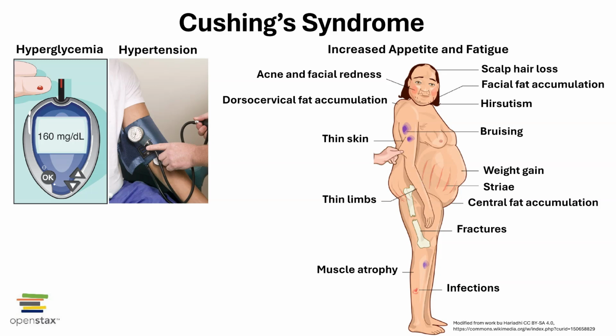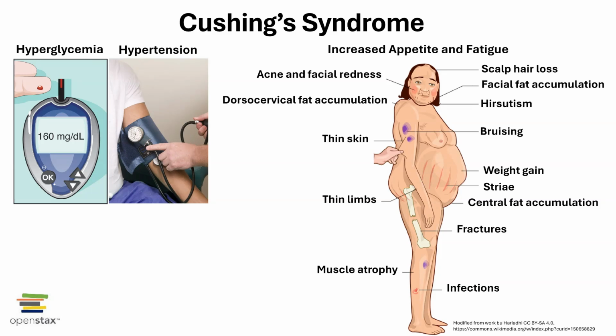Fat accumulation occurs along the central axis of the body, often concentrated in abdominal, dorsocervical, and facial regions. Meanwhile, the limbs become disproportionately thin and muscles atrophy. Hair loss often occurs on the scalp. In females, there may be increased hair growth on other regions of the body, including the face, a condition known as hirsutism. Skin becomes thin, bruises easily, and may form red or purple stretch marks known as striae.